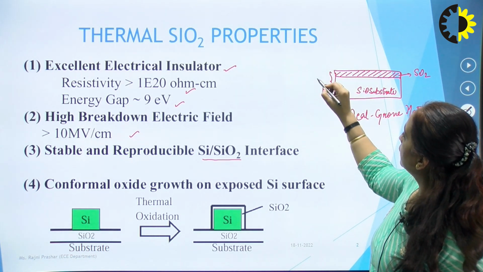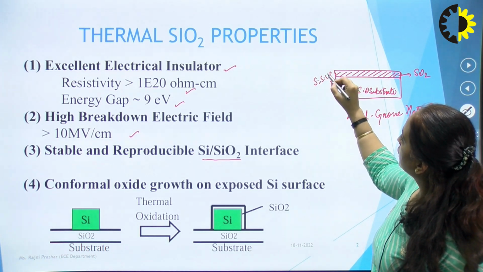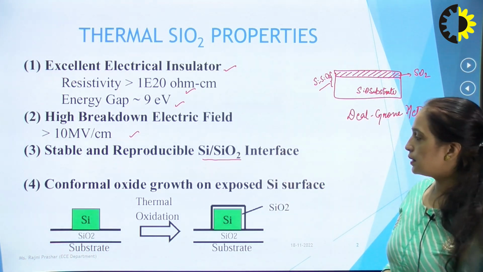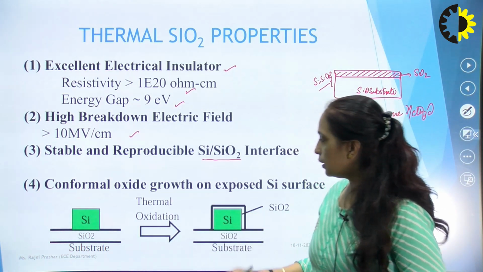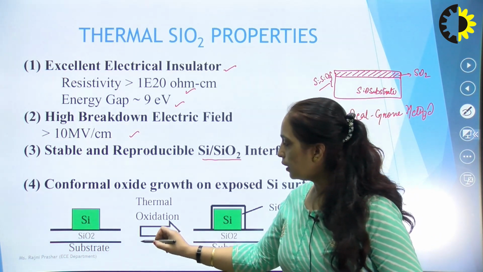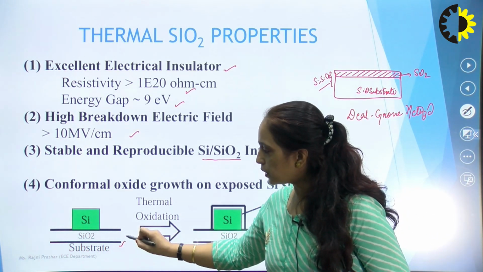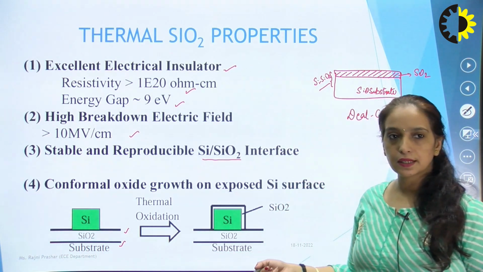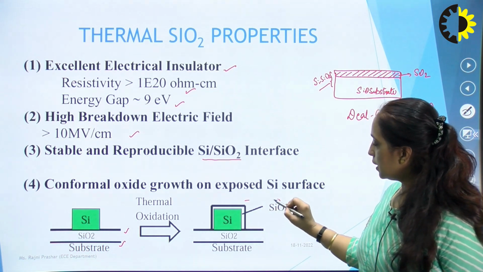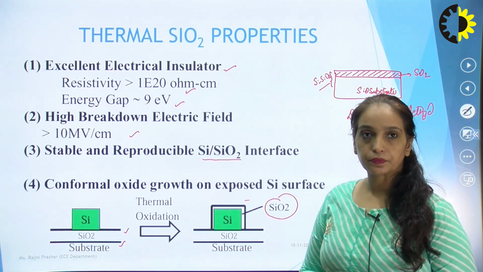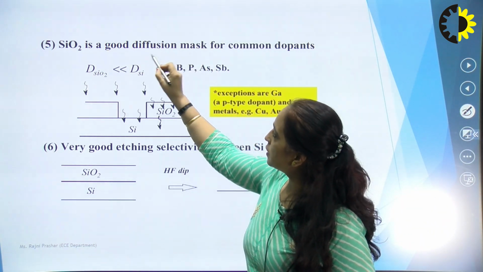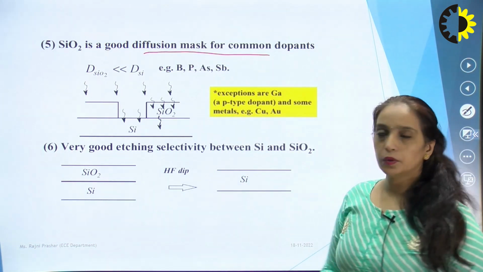We have a very stable interface in the case of silicon dioxide, and conformal oxide growth on an exposed silicon surface can be obtained. So when we have thermal oxidation, we grow this silicon dioxide over the silicon substrate. And this silicon dioxide is also used as a very good diffusion mask for the common dopants.